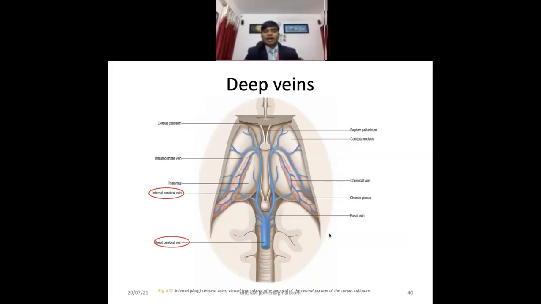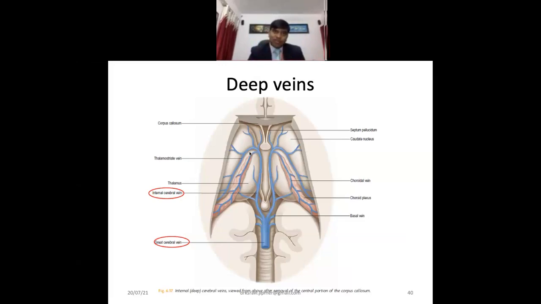Now when we talk about the deep veins, you can appreciate in this diagram, the deep veins will be 2 in number on either side. In the midline, they are formed by the union of the thalamostriate vein, which you can appreciate in this diagram, and then apart from that, the choroidal vein. So the deep veins, which are basically two in number, will be formed in the midline by the union of the thalamostriate vein and the choroidal vein.